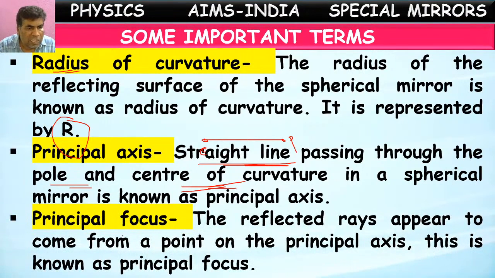Principal focus. Principal focus means the reflected rays appear to come from a point or appear to meet at a point. After reflection, all rays appear to meet or really meet at a point. That meeting point is called principal focus. Focus means concentrating on something. Here, what will concentrate? All the rays will concentrate towards one point after reflection. That point is known as principal focus.